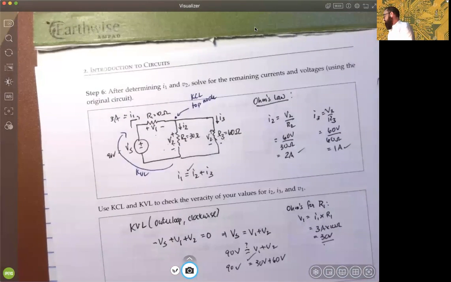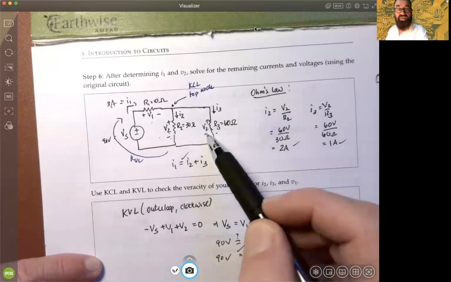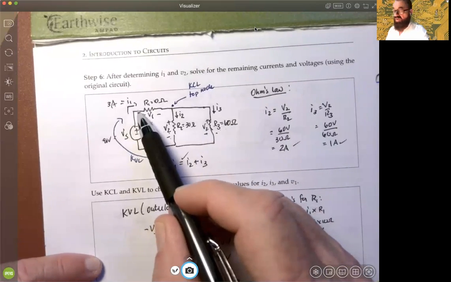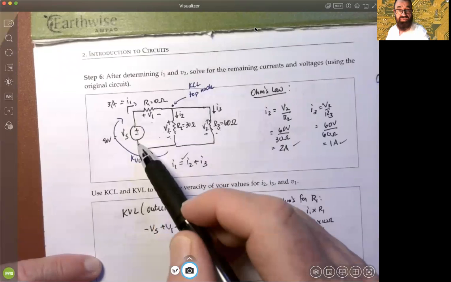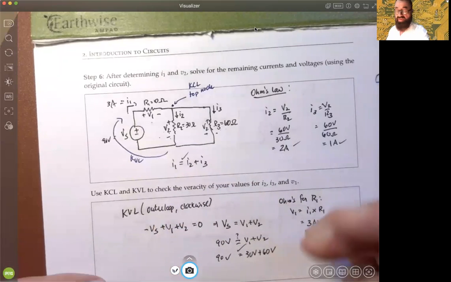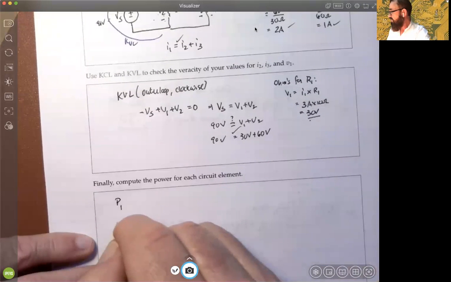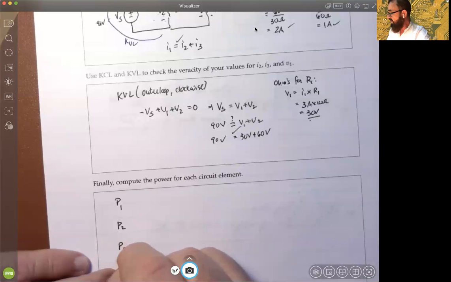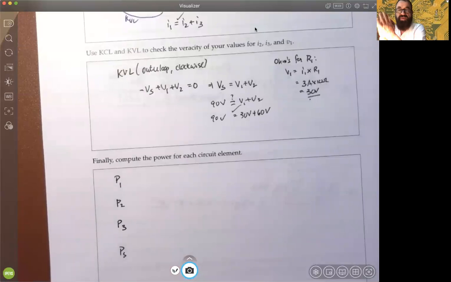So lastly, what we're going to do is compute the power. Let's compute the power for each of the circuit elements, because we have the voltages at every resistance, the current at every resistance, and the current through the voltage source. So we have everything we need. Power. So let's do power for the first resistance, power for the second one, power for the third one, and power for the source. So if you have 4 circuit elements, you should be able to compute the power at each of them.